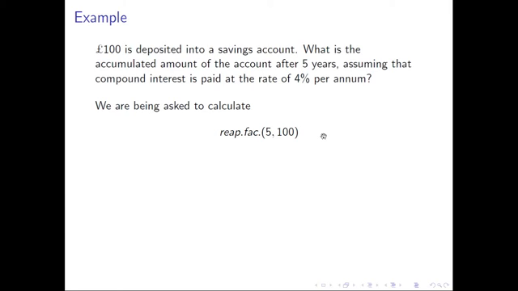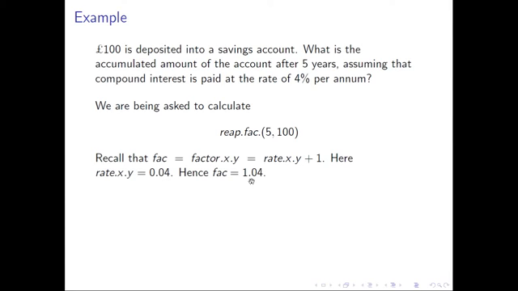Now, what is FAC? Well, remember that the FAC is equal to the factor of X of Y, which is equal to the rate of X of Y plus 1. Now we are given the rate of interest is 0.04. Hence, FAC will be 1 plus 0.04, which is 1.04. So, we have to calculate reap of 1.04 of 100.